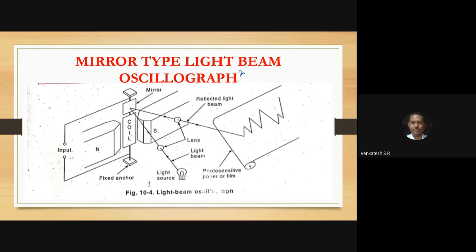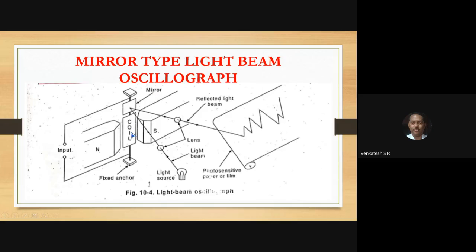Next, come to the point. What all the things are present here? In the same way, in the stylus type, you have two magnets. Here also, you have two magnets facing the north pole and the south pole. In between, there will be a coil which contains the copper winding. Above that, there will be a mirror which is fixed on the fixed anchor. This mirror is the stationary one.